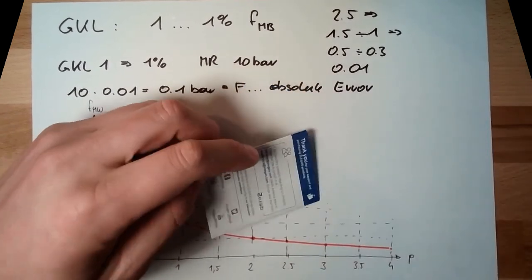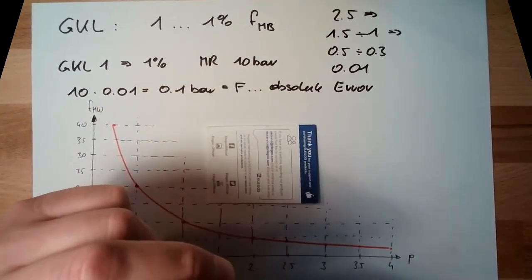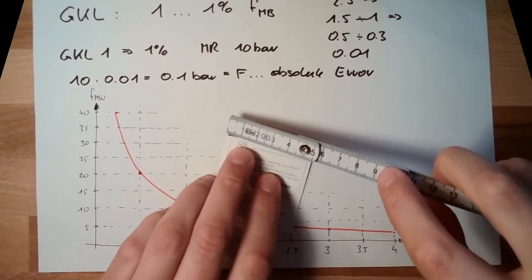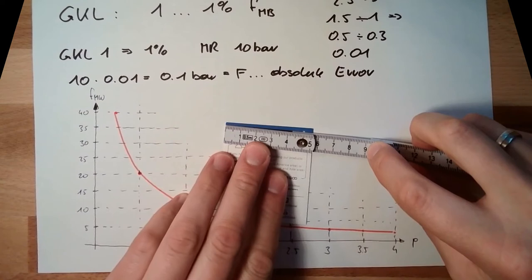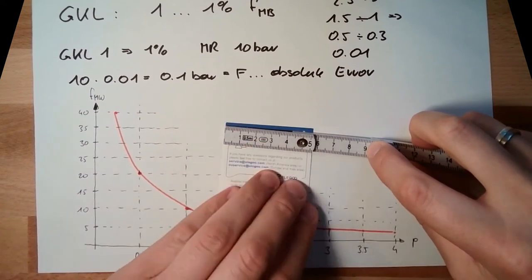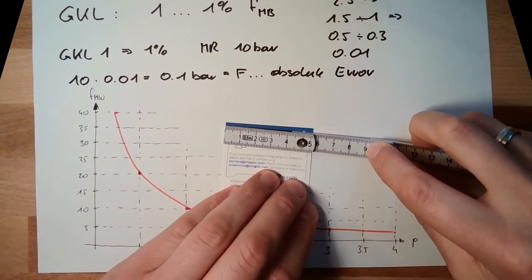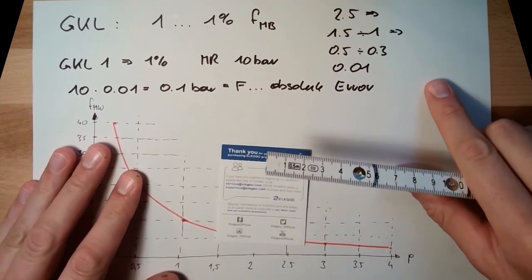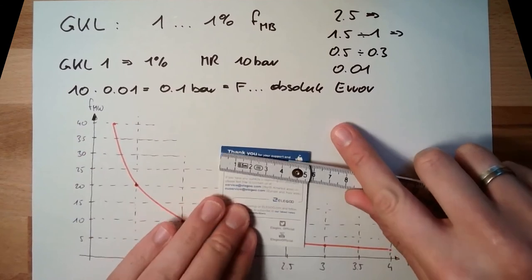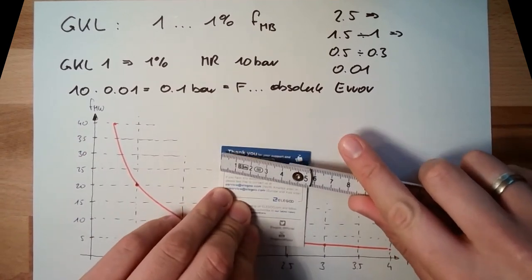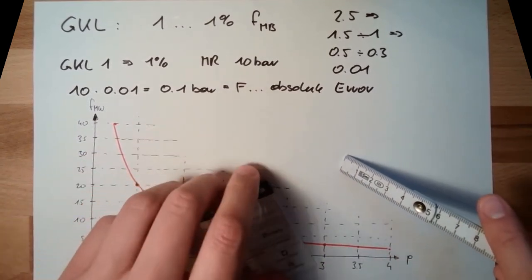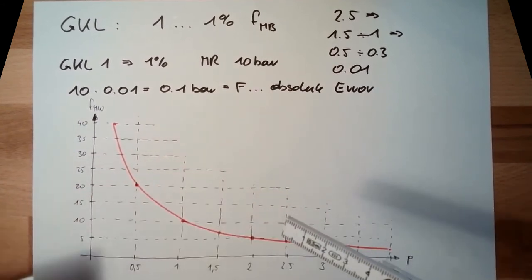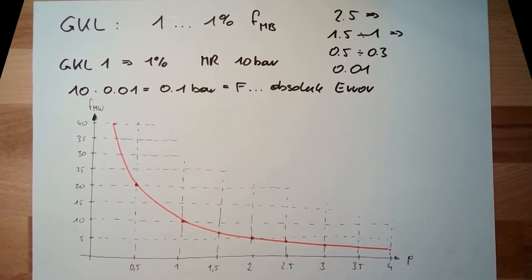Because I might measure this one a little bit too short, and this one a little bit too long, and I suddenly have an absolute error of 0. Both measurements were wrong, but they compensated each other. So that might happen, that two errors compensate each other.